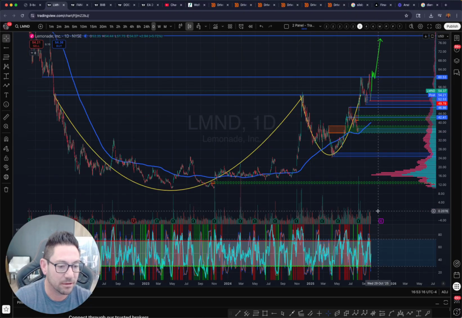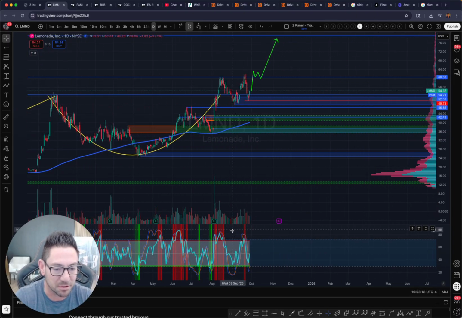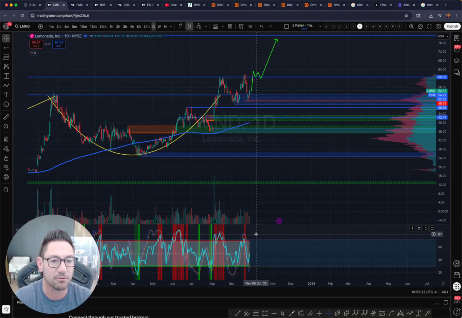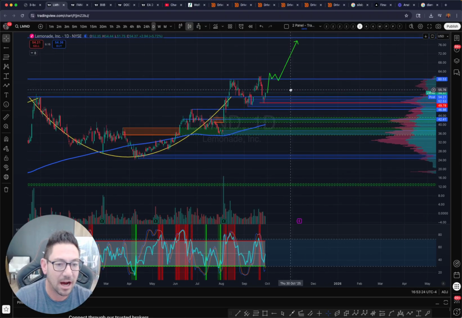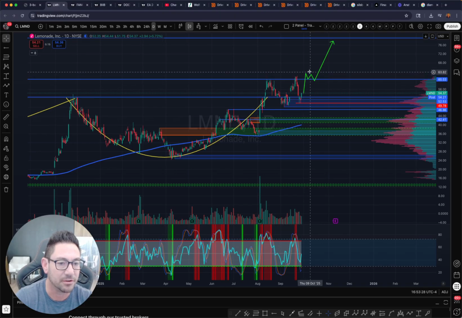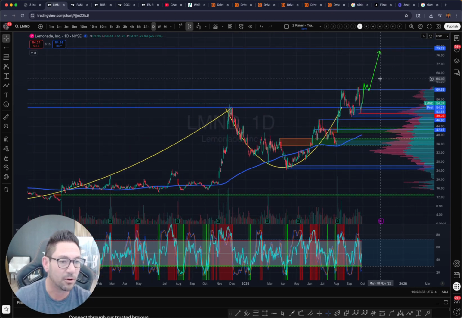Let's look at RSI real quick. Look at this, it's beautiful. It just reset, and now we have plenty of room to run to the upside. So again, I would expect this to resolve to the upside over the next few days. Probably do something like this, and then I think we're going a lot higher.